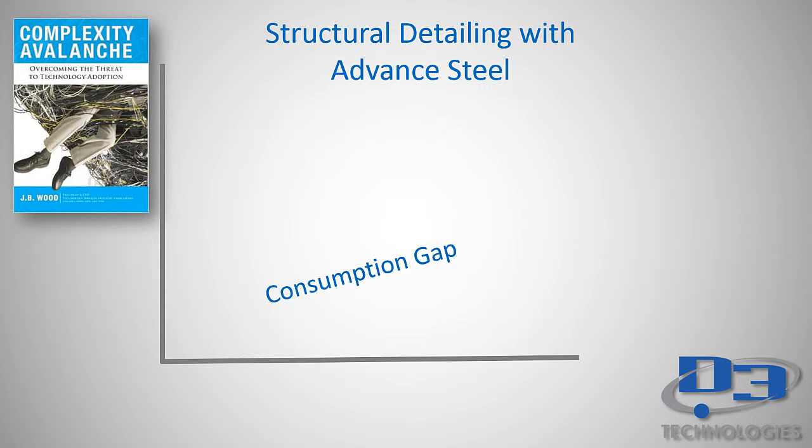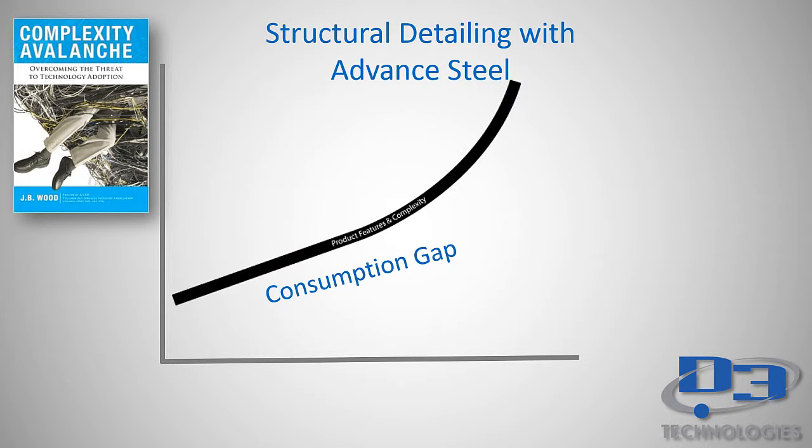The book Complexity Avalanche, shown here, defines the consumption gap as the difference between the potential value a product could provide to an end user compared to the value it is actually providing today. In the book, J.B. Wood identifies the curve shown here as the addition of features and complexity seen in technology products in the last several years.